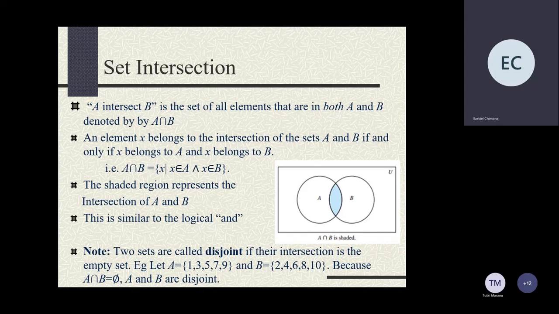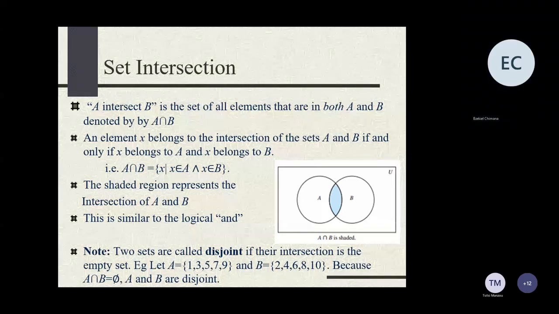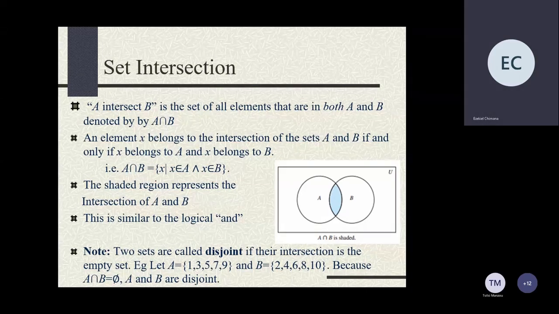All the elements in A and B are the elements which will fall under A intersecting B. So the shaded region represents the intersection of A and B. This is similar to the logical AND. There's a note here which says two sets are called disjoint if their intersection is the empty set. Like if A intersecting B is an empty set, they are disjoint. Even if you draw them, they cannot intersect. They cannot cross each other.